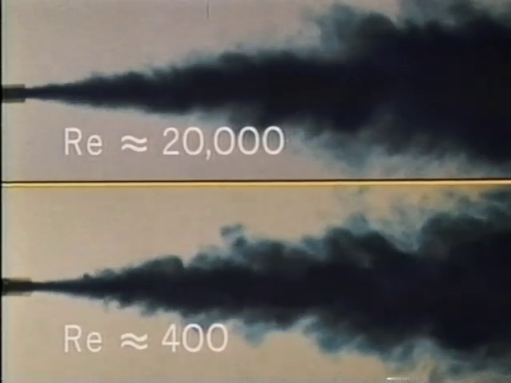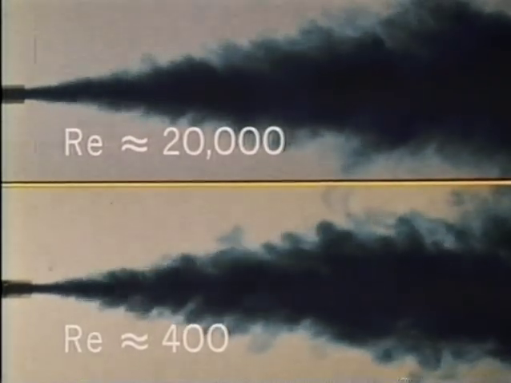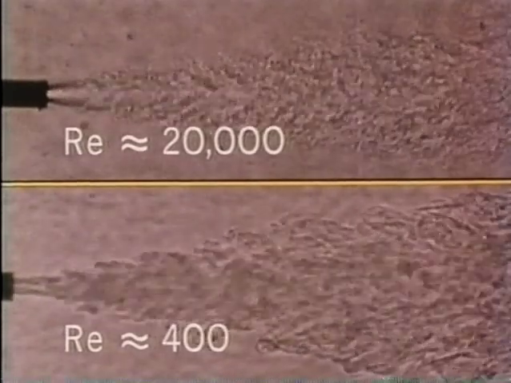We have already seen that the large-scale motion does not depend upon the Reynolds number. What the Reynolds number does is to determine the size ratio of the largest scales to the smallest scales of the turbulent motion.